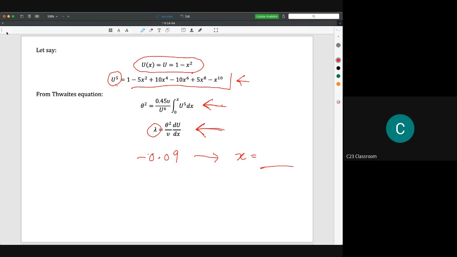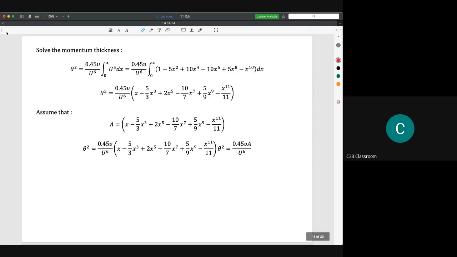Next, let's say we start to solve the momentum thickness equation. So we have theta squared here. This is the equation, and then we substitute the value. This is the trick. It is okay for us not to substitute the value of u to the power of 6 here. First, we need to do the integral part.